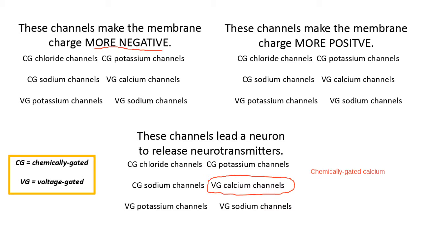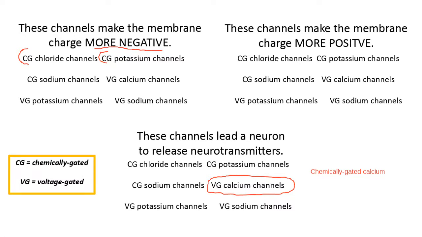Anything that has to do with potassium or anything that has to do with chloride is going to lead my membrane charge to get more negative. So when I'm at my dendrites, when I'm talking about the place that receives messages from a neighbor, what's going to make my membrane charge more negative are those chemically gated chloride channels or the chemically gated potassium channels.